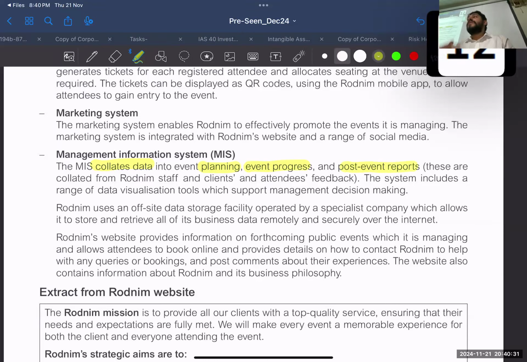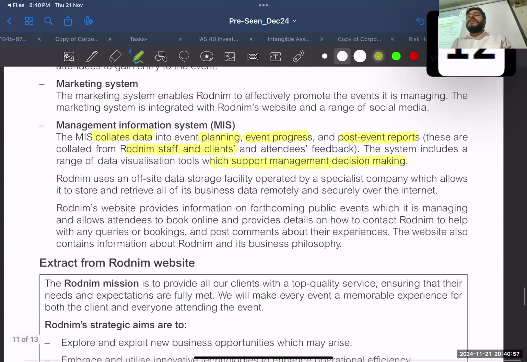Now, this post event report will include a cost benefit analysis, a post project implementation review, a post implementation review, a product implementation. All these documents will be provided by the system. These are collated from the Rotterdam staff and client and attendees feedback. The system includes a range of visualization tools which support management decision making. Rotterdam uses an off-site data storage facility.